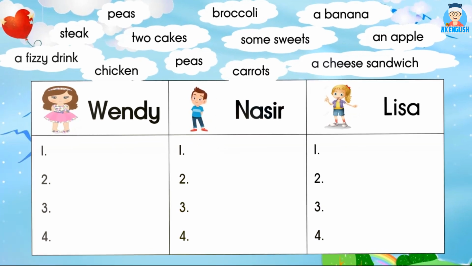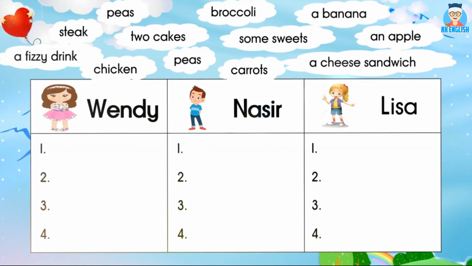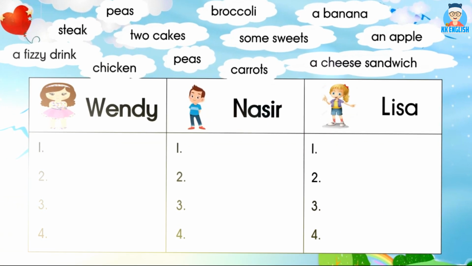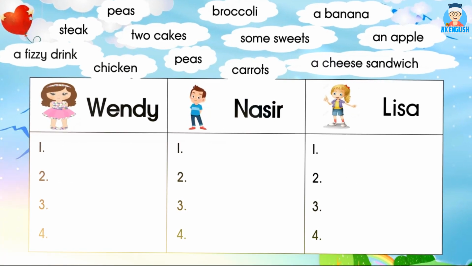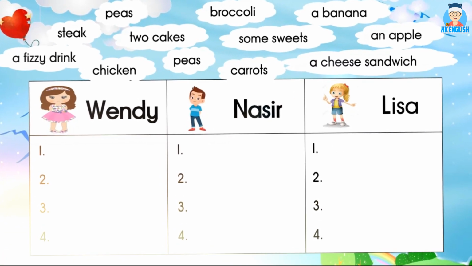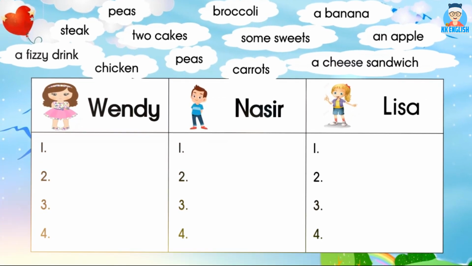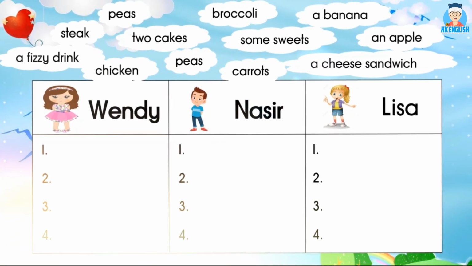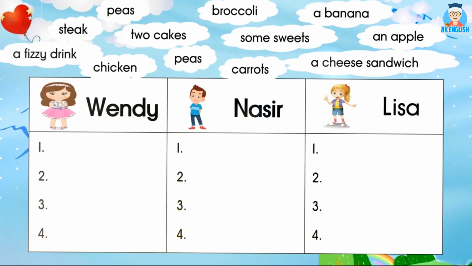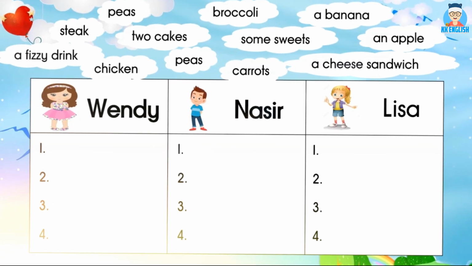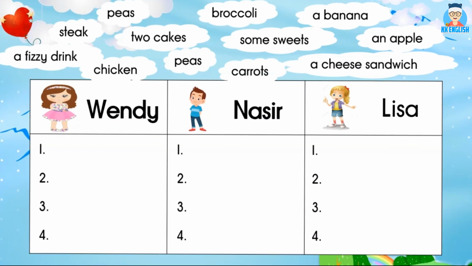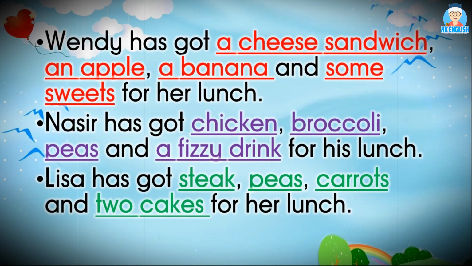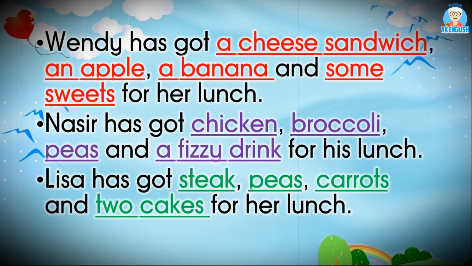我会再重新念过。Wendy has got a cheese sandwich, an apple, a banana, and some sweets for her lunch. Nazir has got chicken, broccoli, peas, and a fizzy drink for his lunch. Lisa has got steak, peas, carrots, and two cakes for her lunch. This is a text read by teacher. 这个就是老师在念的短文。Now, we'll read the text together.